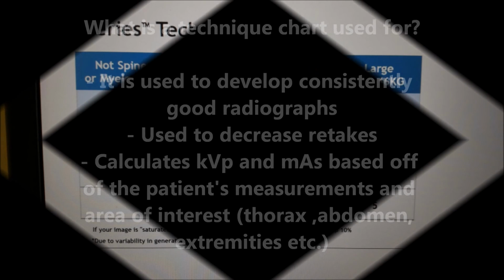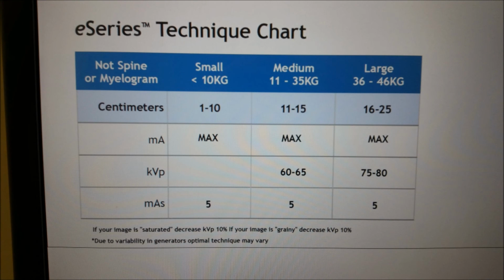This is just one of the technique charts that is already in place at our hospital on our computer desktop. You can see it is measured in both kilograms and centimeters, kVp ranging from 60 to 65 and then 75 to 80, and mAs stays at about 5.